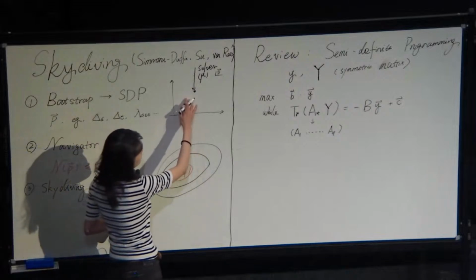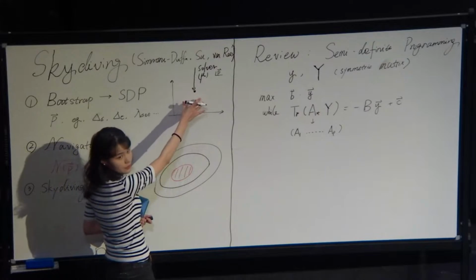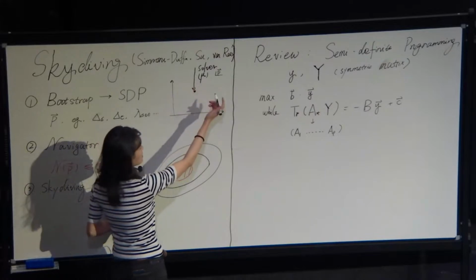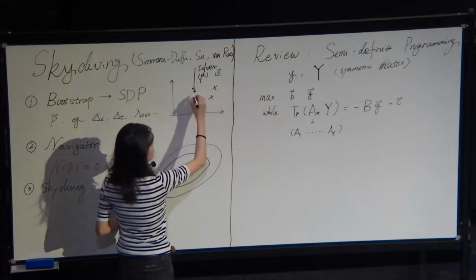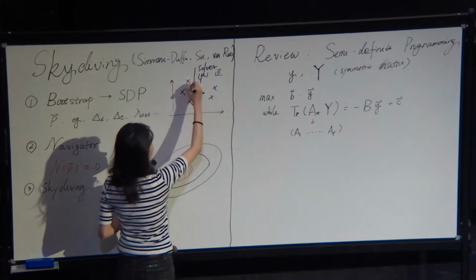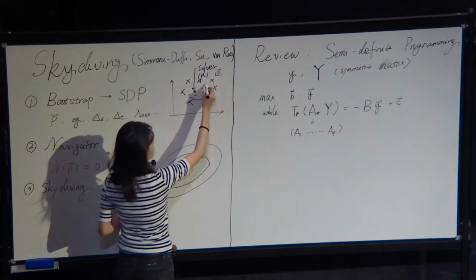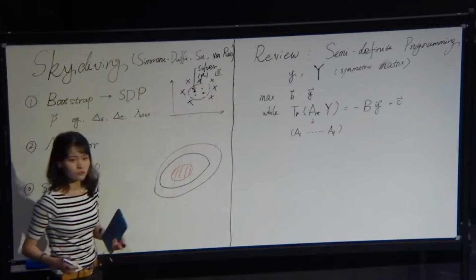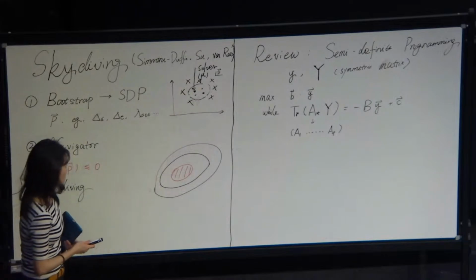Now we want to map out where the theories are in the parameter space. To do that, we keep sampling points, maybe with some guided way of choosing which points we should sample, and we map out where the boundaries of this allowed region are.